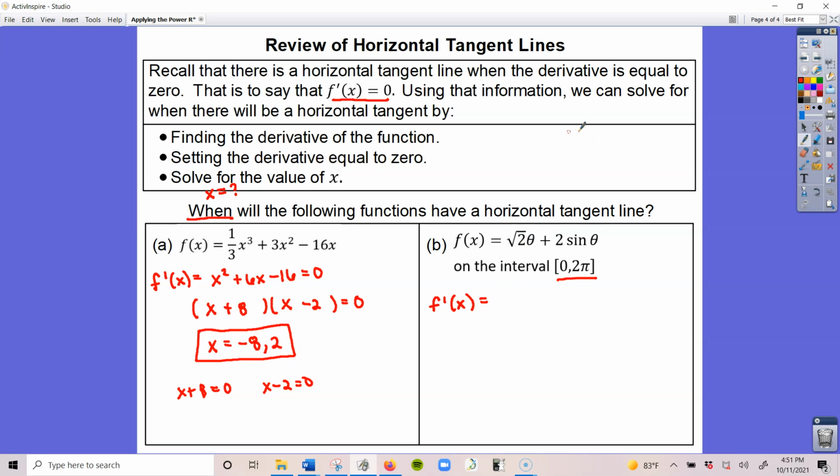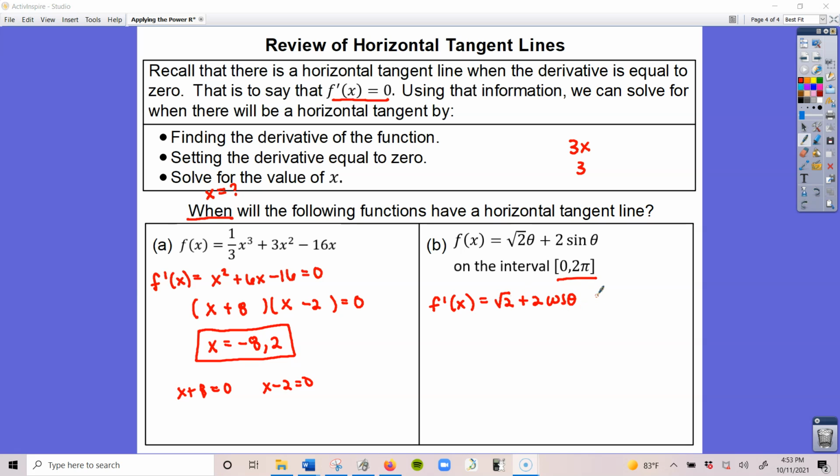Remember, if you have, for example, the derivative of 3x, how it's just 3, it's the same thing here. The derivative of the square root of 2 theta would be the square root of 2. The theta would just disappear. Then the derivative of sine is cosine, and again, that 2 just tags along, so it will be plus 2 cosine theta. This is my derivative.